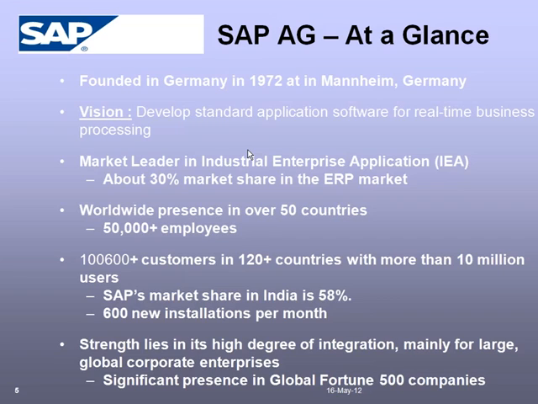SAP was market leader in industrial enterprise application area. Its market share is about 30% in ERP. SAP has got presence in more than 50 countries. That means SAP has got its own offices in more than 50 countries. SAP's employee strength is 50 plus.